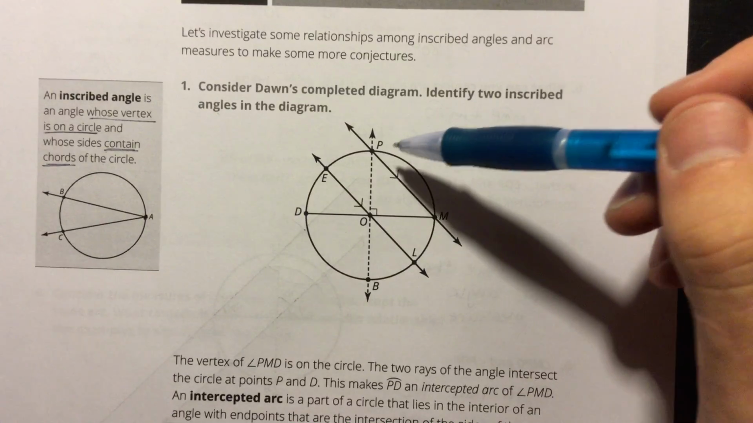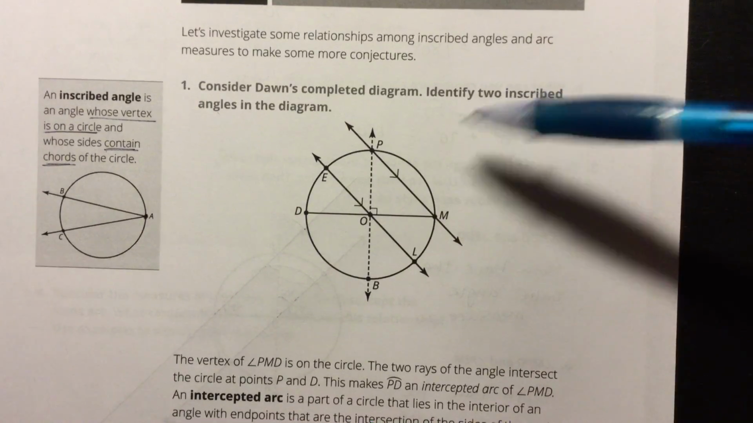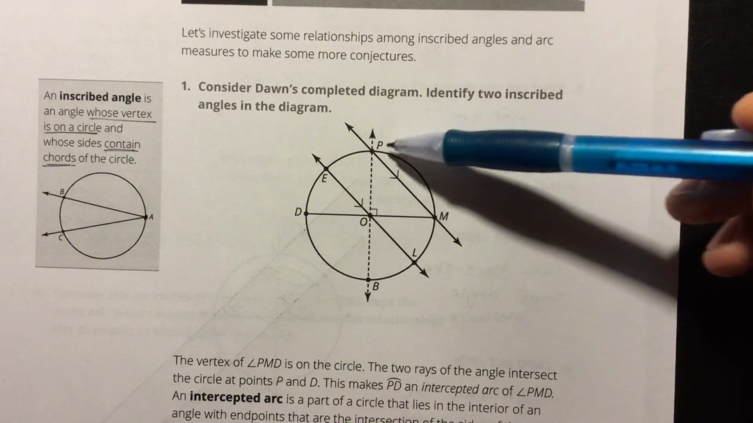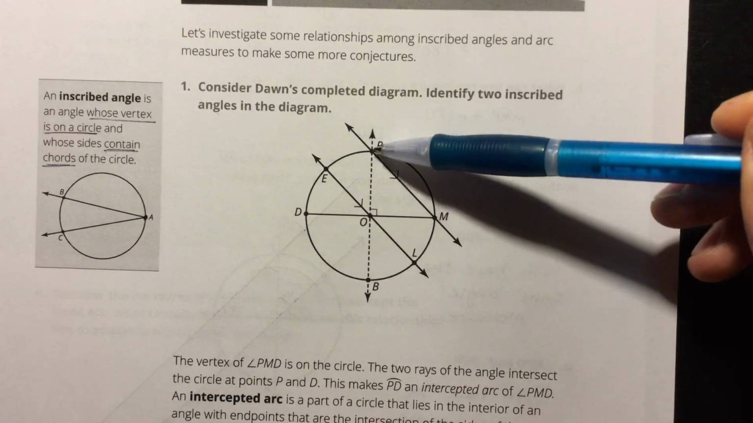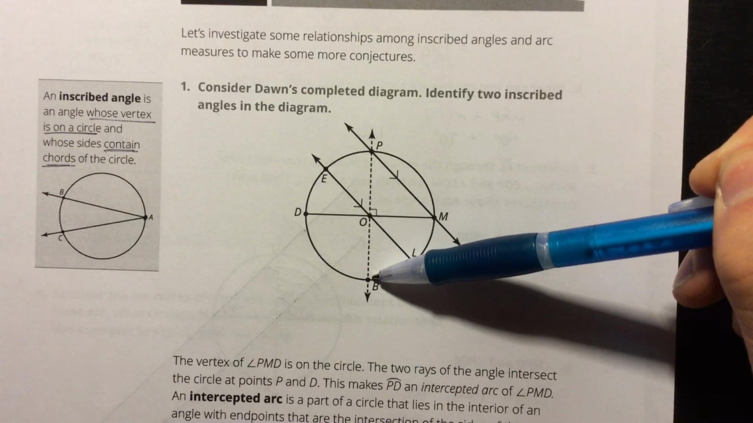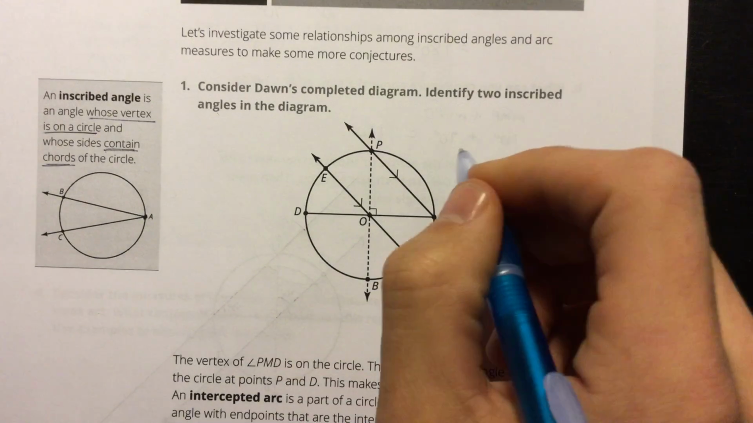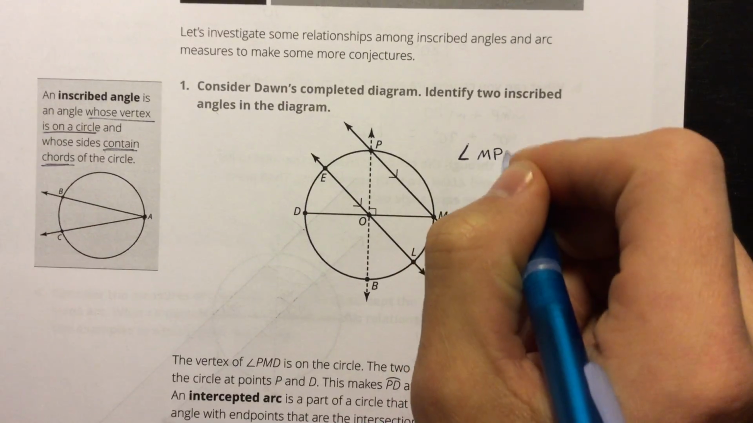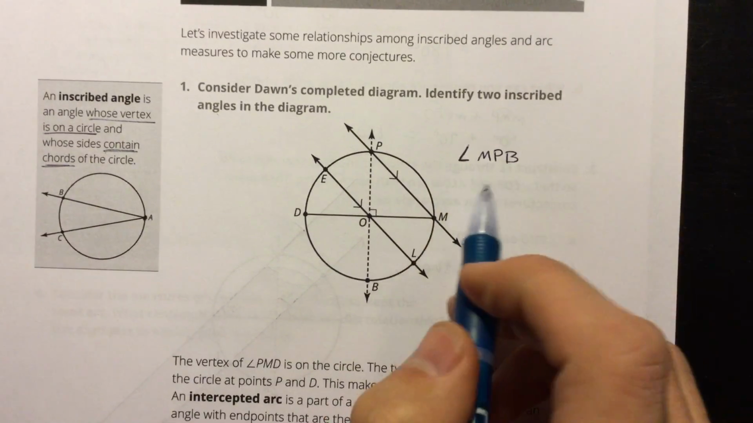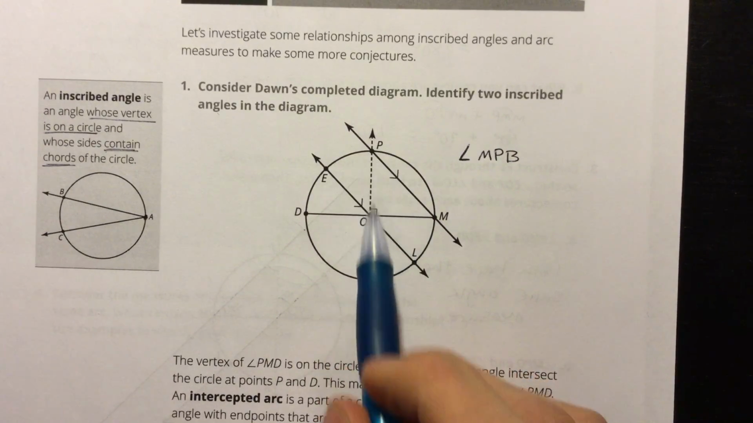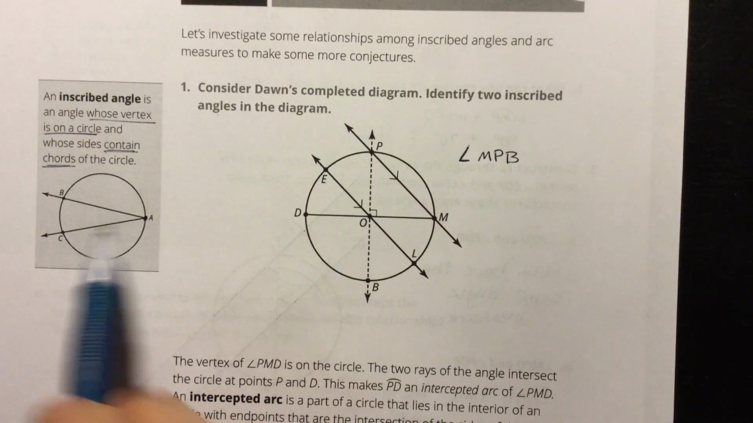Now I just need to check to see if these lines are chords. So P is an endpoint on the circle. If I go over here, M is also an endpoint on the circle, so there's one side that's a chord. P is still an endpoint on the circle, and if I go down to O, that's not an endpoint on the circle, but if I go all the way down to B, that is an endpoint on the circle. So I could say that angle MPB is one of them. So that's one inscribed angle, and you can see how that's similar to this one.